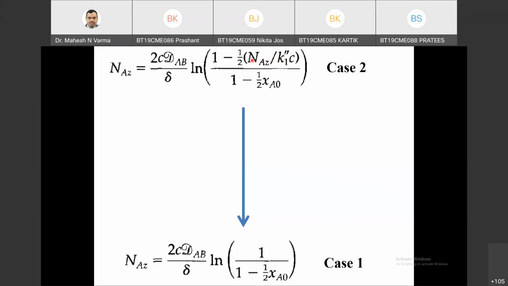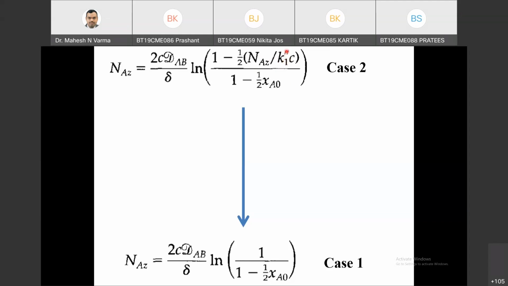But say K1 is very, very large. What will be the value of NAZ? NAZ is related to K1 double dash. NAZ will be equal to K1 double dash C into XA. If K1 is very, very large, certainly NAZ will be very, very large. Infinity divided by infinity will not be 0. So K1 is very large as compared to which parameter are we comparing?